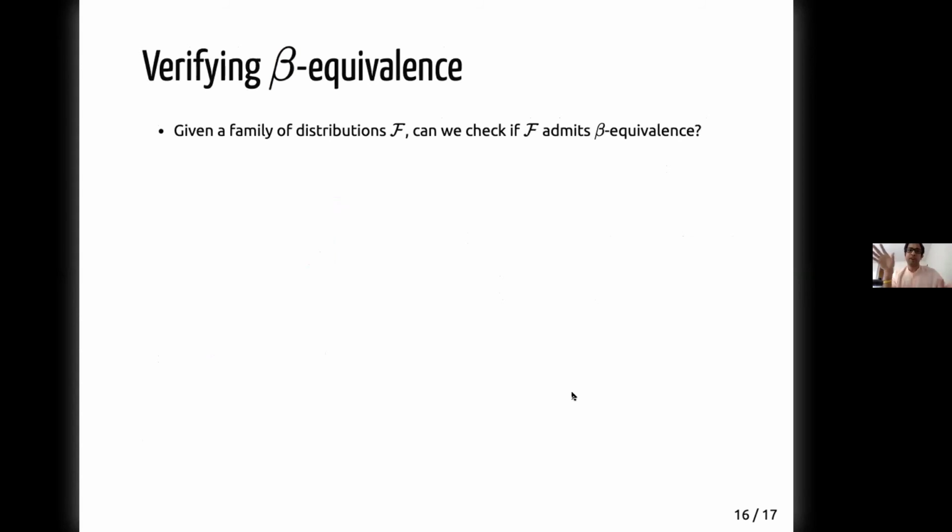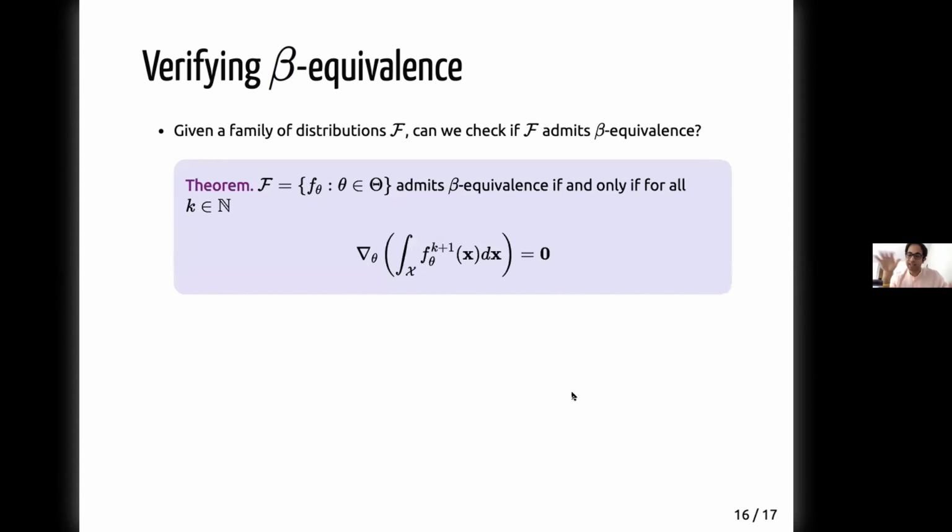Okay, so far we've looked at constructive examples of distributions that admit Betti equivalence. On the flip side, let's say you're given a family of distributions. How do you ascertain whether or not it admits Betti equivalence in the sense that we talked about so far? It's fairly cumbersome to deconstruct the given family of distributions and try to fit it into any of the templates that we've described earlier. So the next result is a fairly simple condition that parametric families of distributions must satisfy in order to admit Betti equivalence. If the gradient of the Lk+1 norm associated with the density is 0 for each value of k lying in the natural numbers, then it admits Betti equivalence.